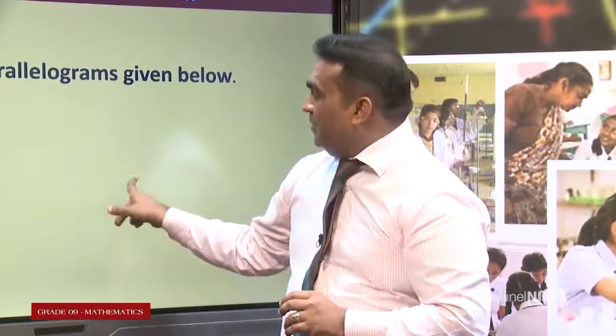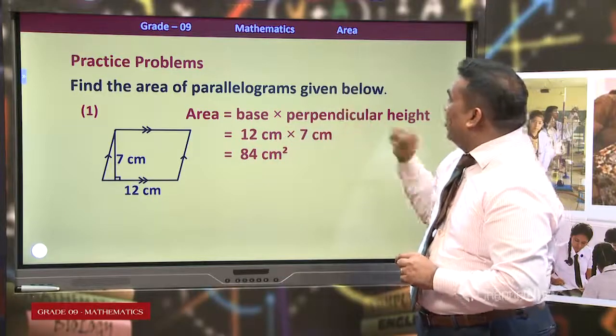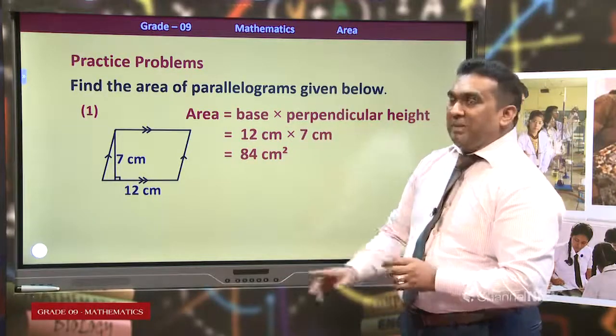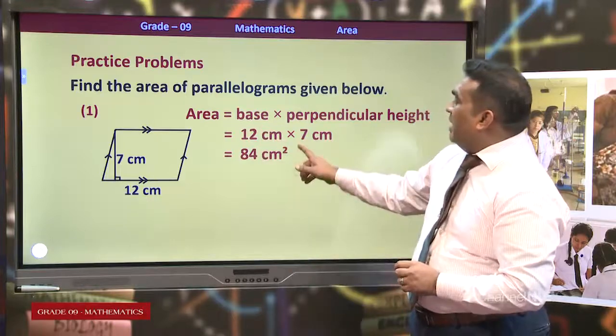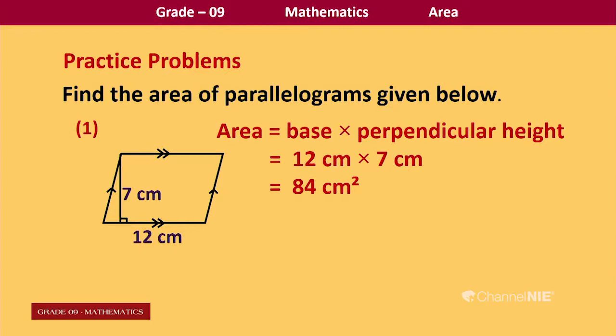According to the formula, area equals base into perpendicular height. What is the base? 12 centimeter multiplied by 7 centimeter. It means 84 square centimeter. Right.